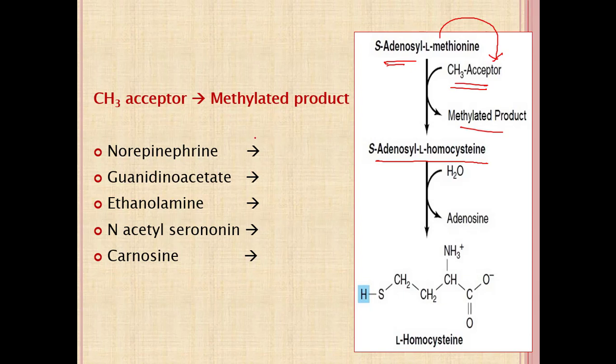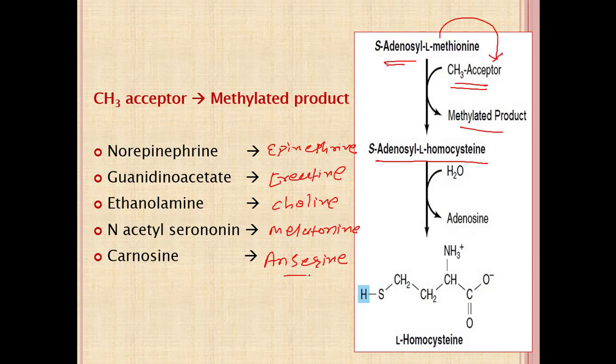Various molecules undergo the methylation reaction. Norepinephrine produces epinephrine. Guanidoacetate produces creatine. Ethanolamine by trimethylation produces choline. N-acetyl serotonin produces melatonin, which is a neurotransmitter. Carnosine by methylation produces anserine, which is present in muscle tissue.